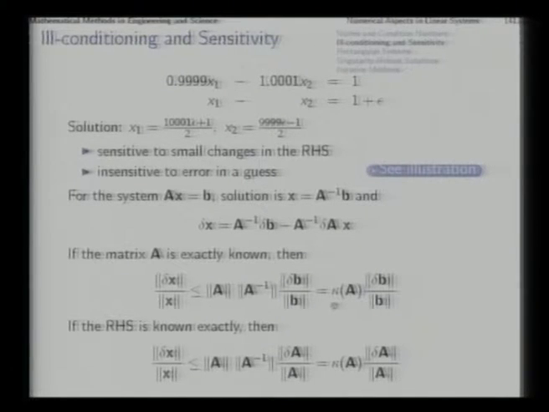Now, if kappa is large, if the condition number is large, that means if the matrix is ill conditioned, suppose it is 1000, that will mean that by a small change in b, a small error in b, the result can be erroneous by 1000 times that small error. If there is a 1% error in b, as a consequence of that, the error in x can be 1000%.